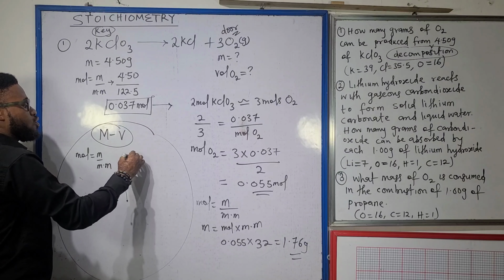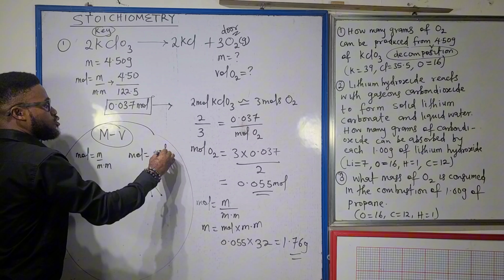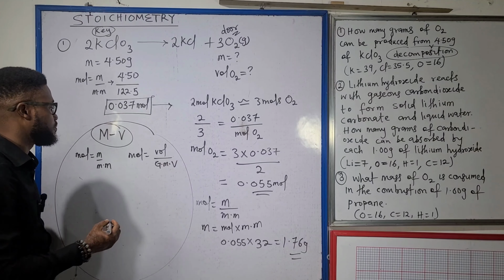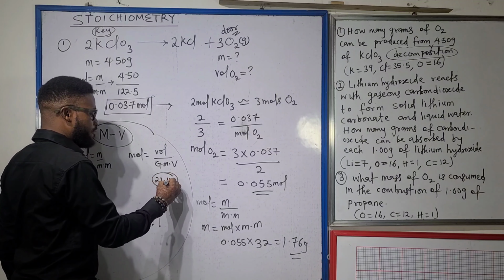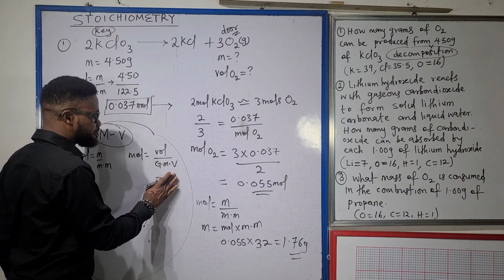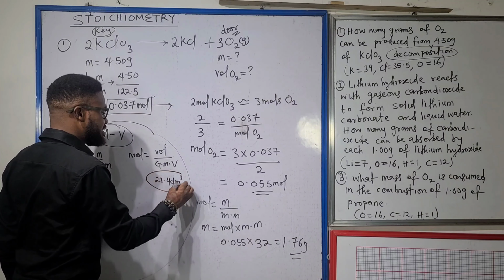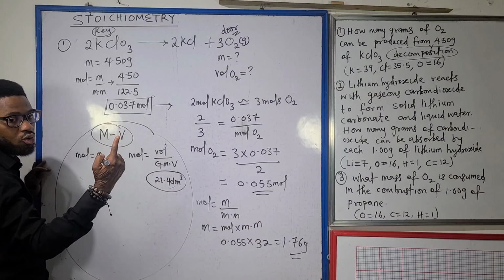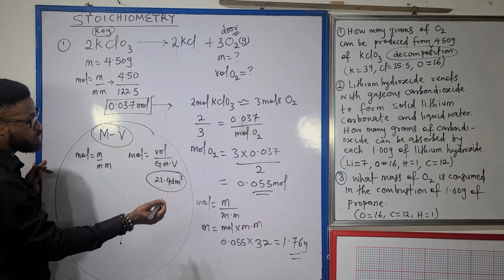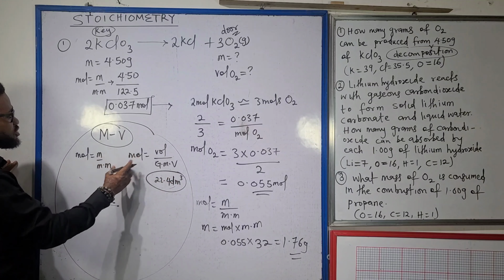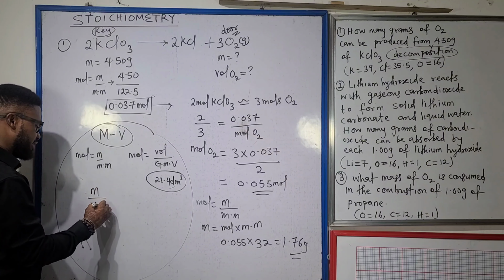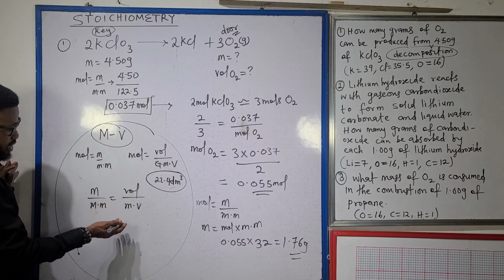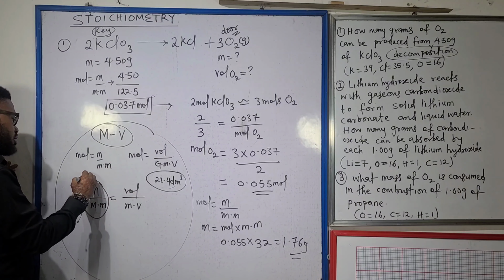But when we're talking about gases, mole equals volume over gas molar volume. And I told us that gas molar volume means 22.4 dm cube. That is the space occupied by 1 mole of a gas, 22.4 dm cube, or you could say 22.4 liters. The implication is that I could say mass over molar mass equals volume over molar volume, because this represents mole.